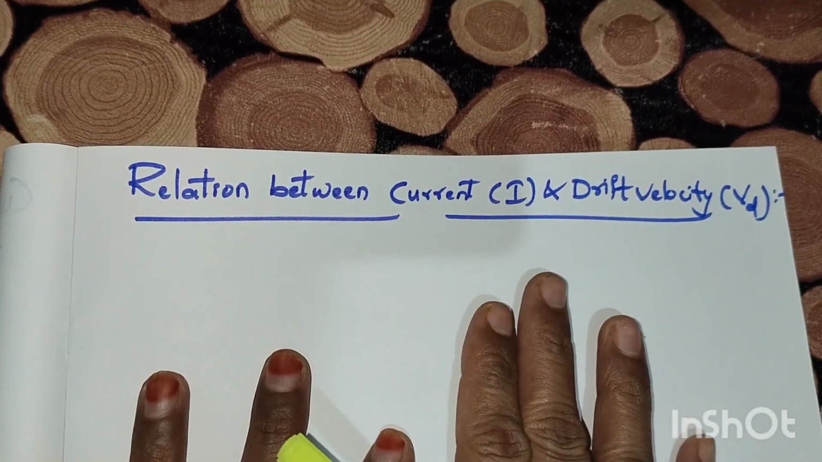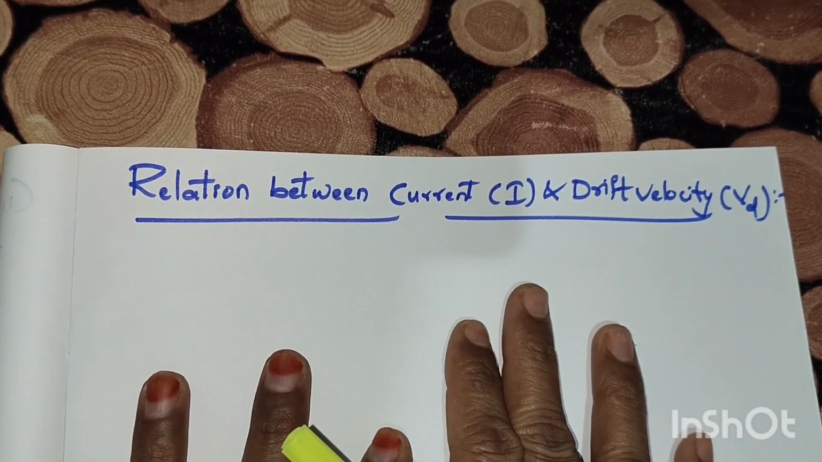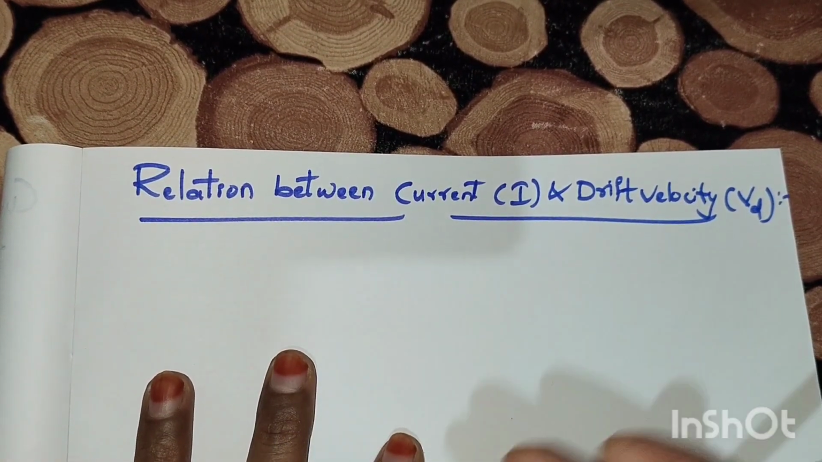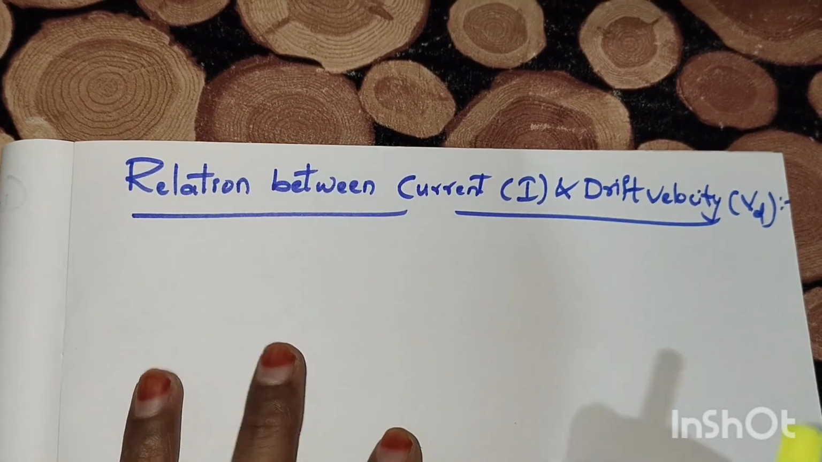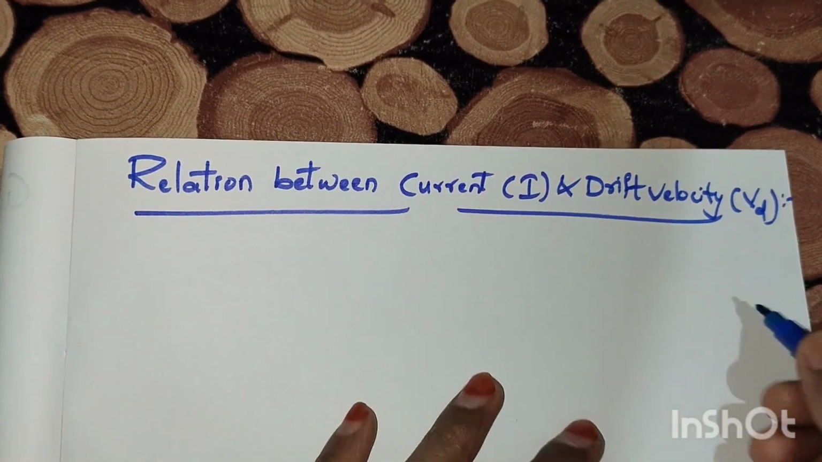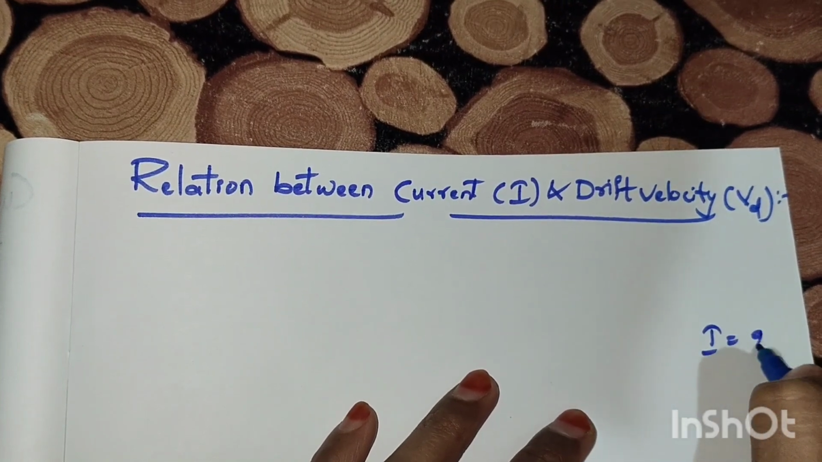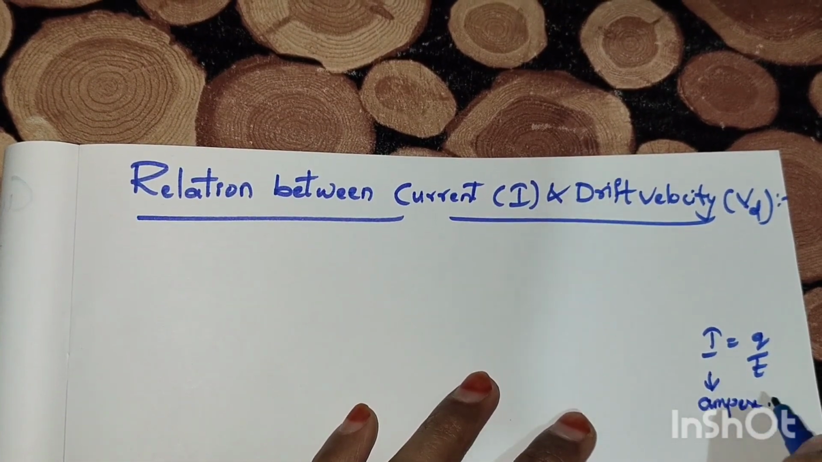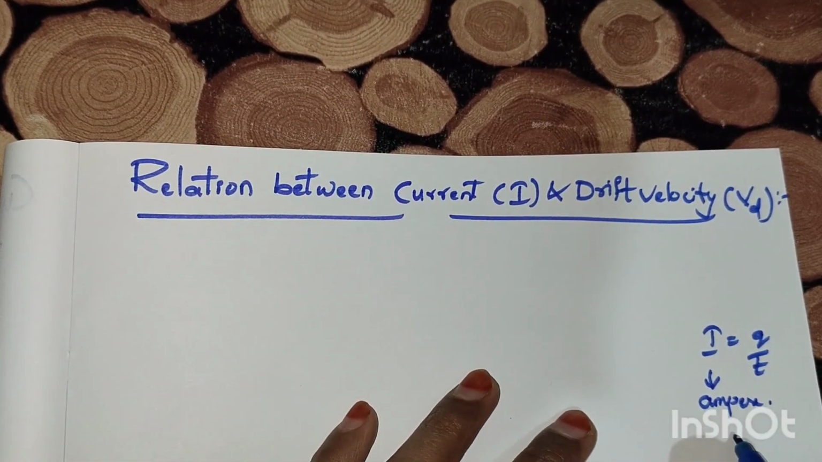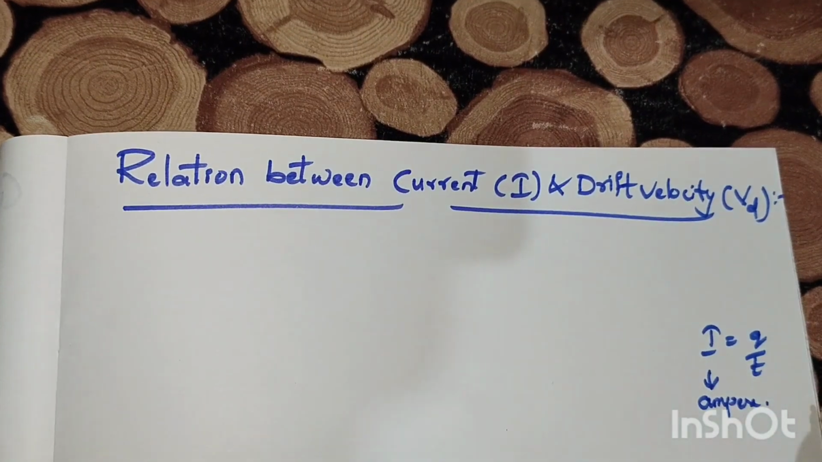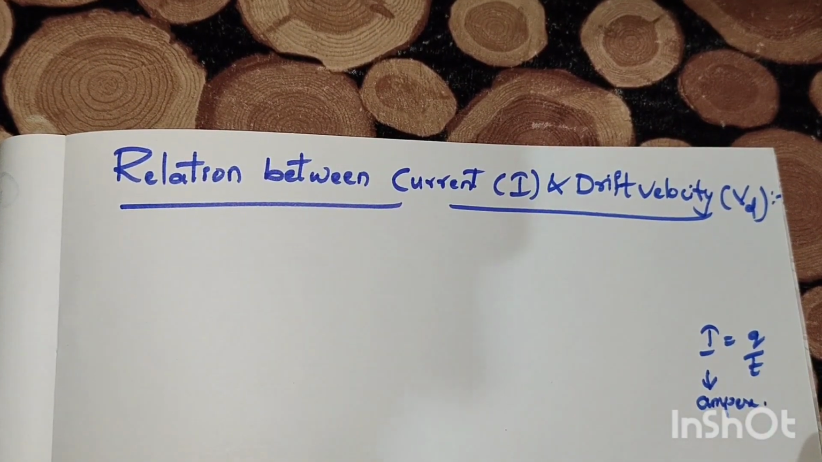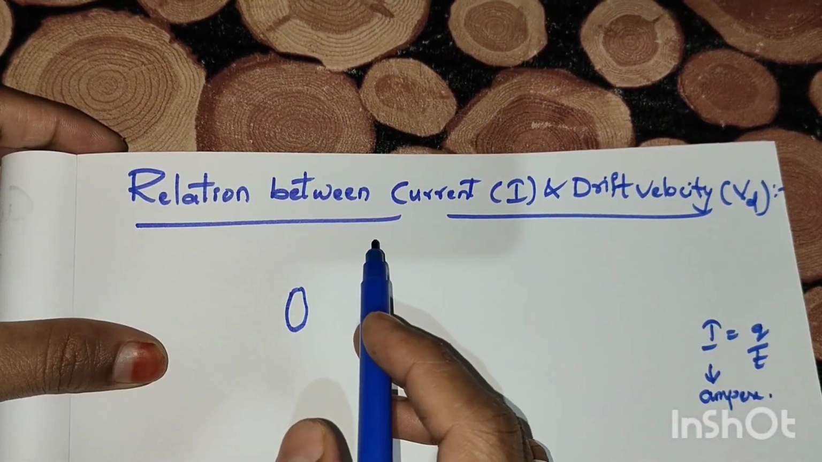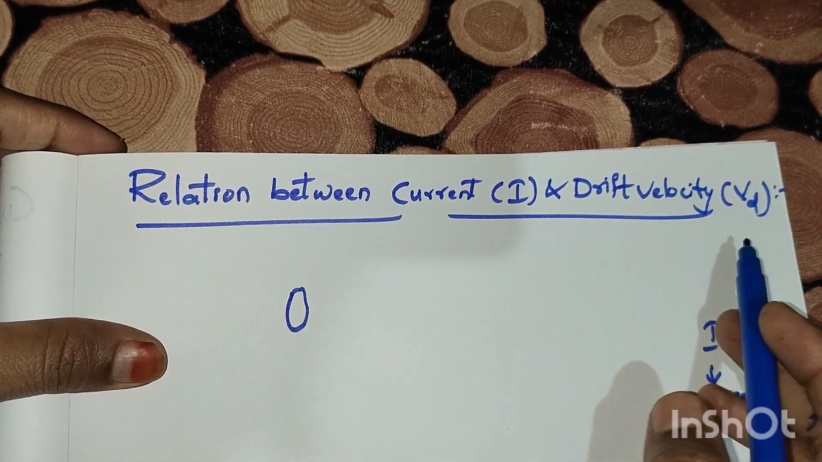Today we are going to discuss the relationship between current and drift velocity, and between current density and drift velocity. These two relations are going to be discussed in today's class. We all know that the current formula is I equals Q by T, and the unit for current is ampere. Drift velocity has the units of velocity, meter per second. Now we are going to find the relationship between current I and drift velocity Vd.